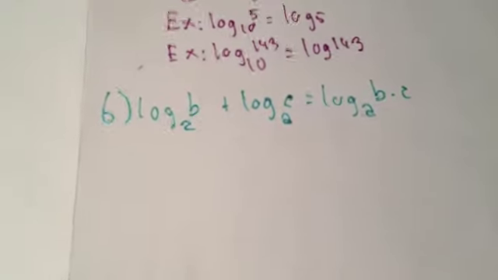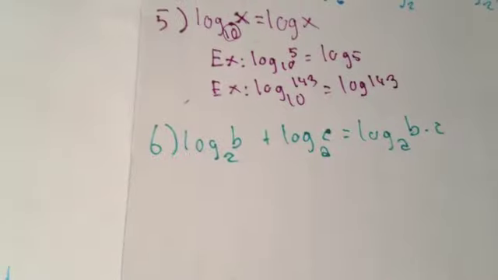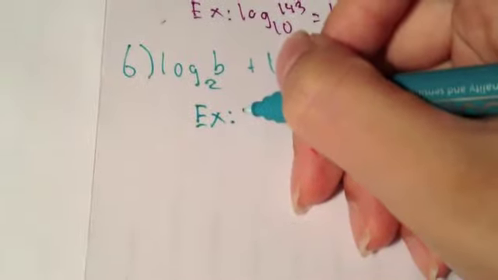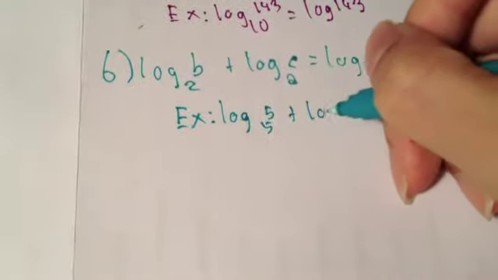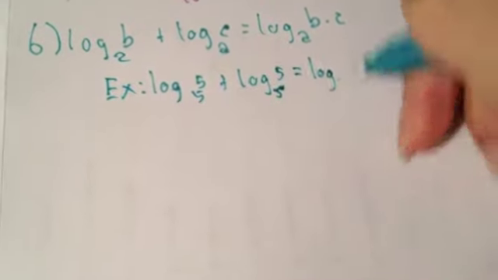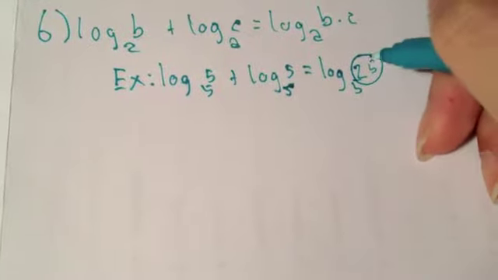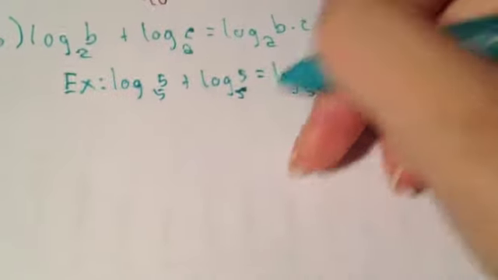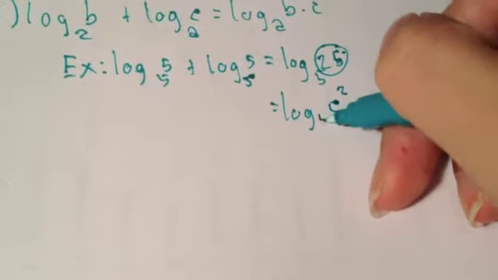So this is not difficult actually, it's just so similar to simplify, but this one we have to put it together, not simplify. For example, log 5 in base 5 plus log 5 in base 5. The answer is gonna be log 25 in base 5. But you see this 25? We can simplify 25. So that has to be log 5 to the power of 2 in base 5.